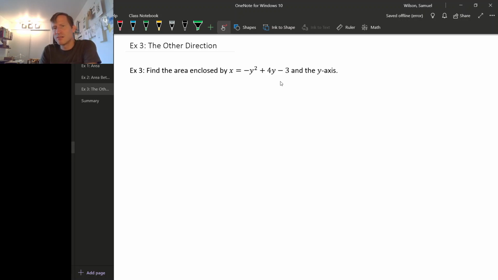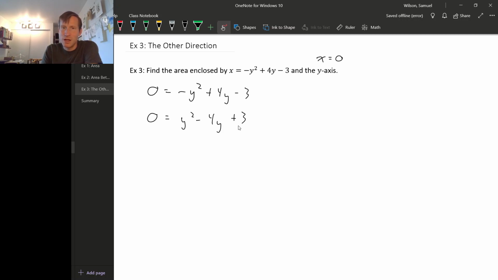We're going to need to know where this parabola intersects the y-axis. So the y-axis is where x is equal to 0. So let's just take our parabola and set x equal to 0 in that equation so that we can find the intersection points. So 0 equals negative y squared plus 4y minus 3. Let's multiply both sides by minus 1. That gives us 0 equals y squared minus 4y plus 3. And now I see this factors. So this is y minus 3 times y minus 1.